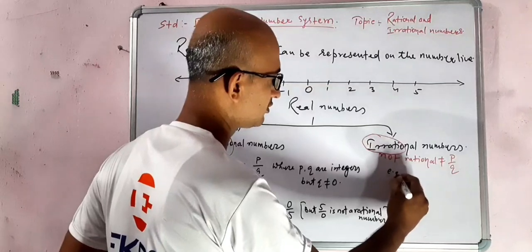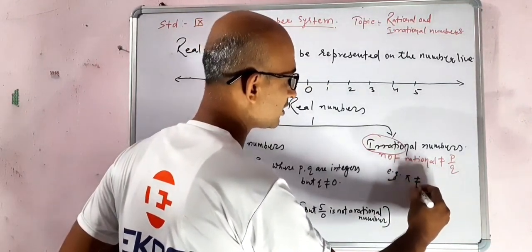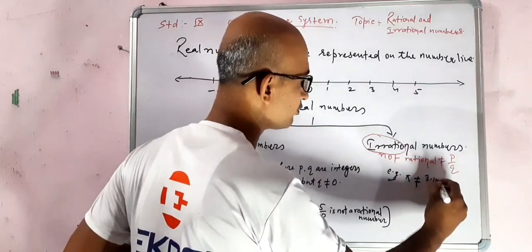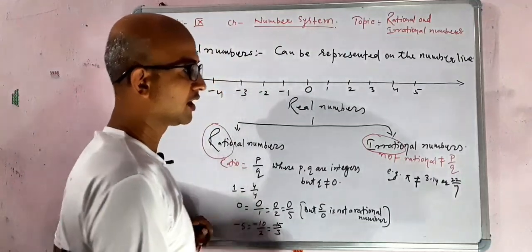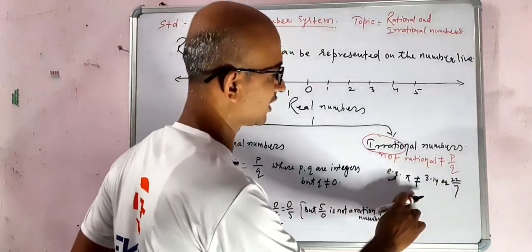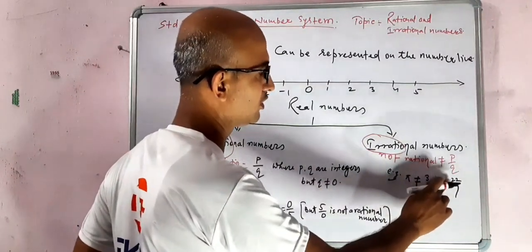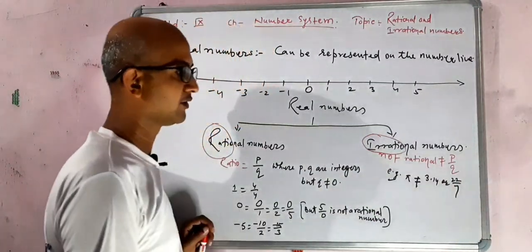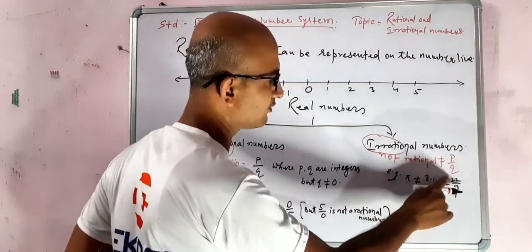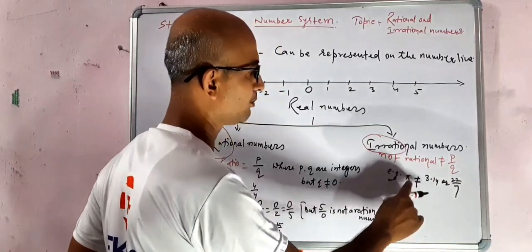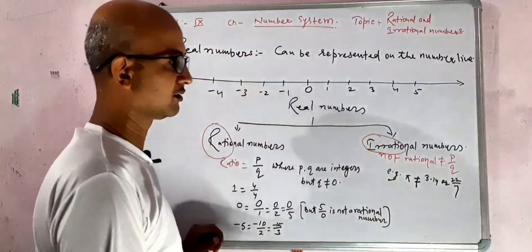For example, pi. Pi is not equal to 3.14 or 22 by 7. Only for our ease of calculation, we take its value equal to 3.14 or 22 by 7. Therefore, pi cannot be expressed in the form of p by q. So, pi is an irrational number. It is not a rational number.